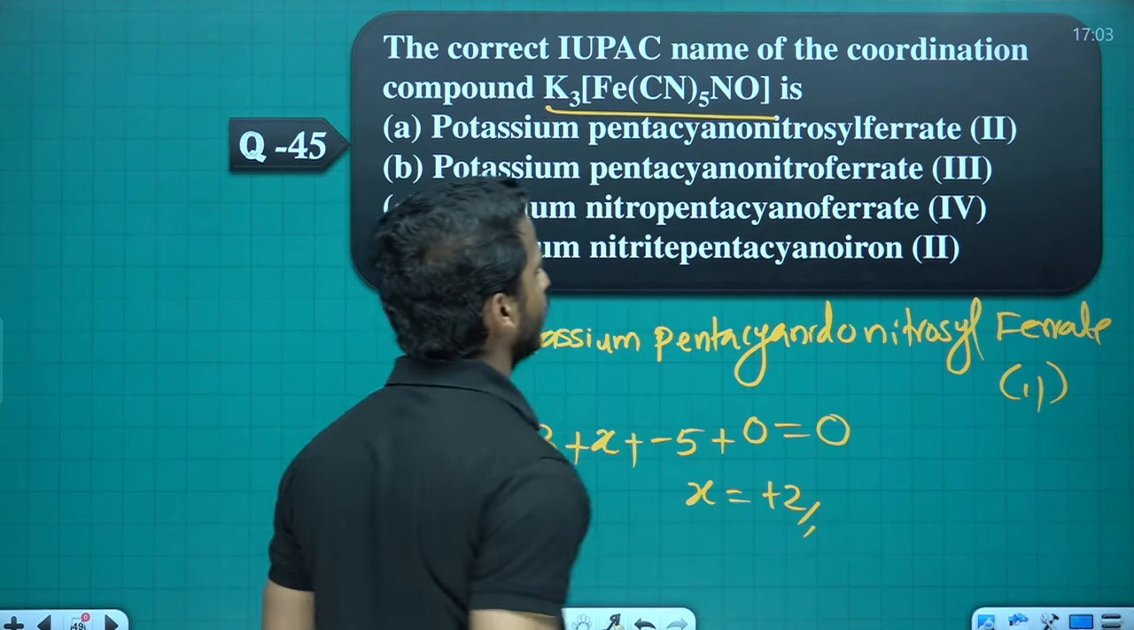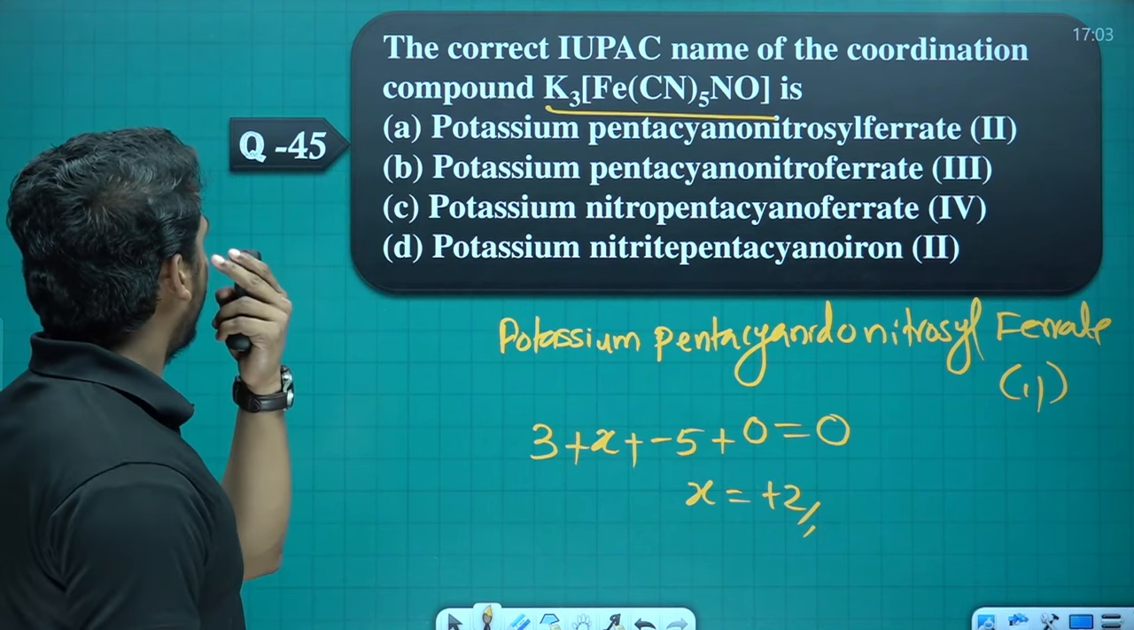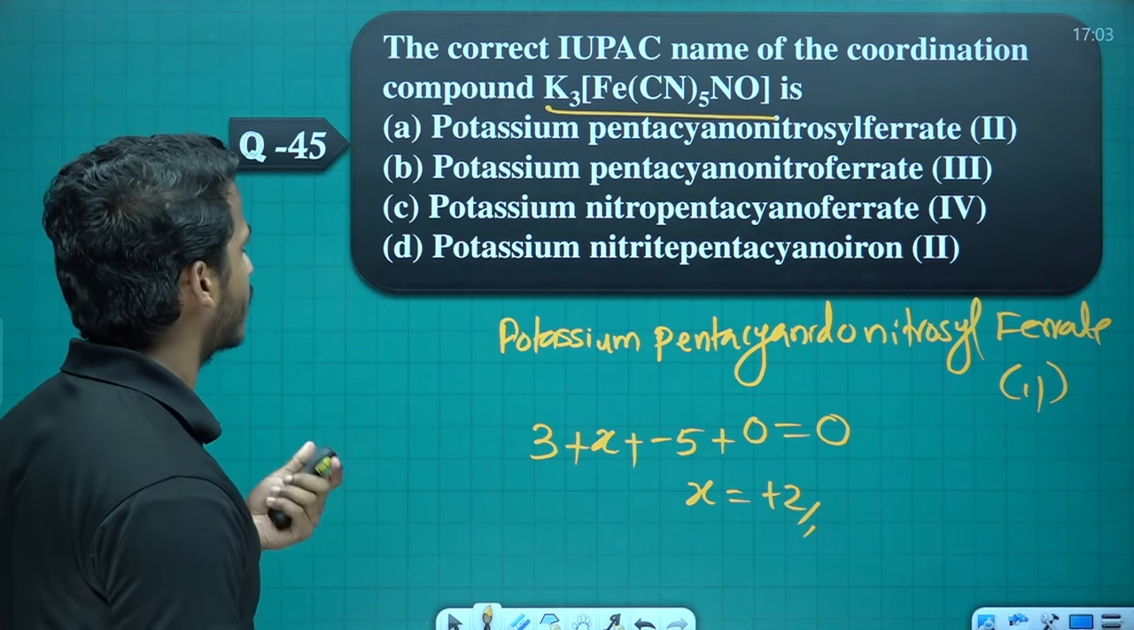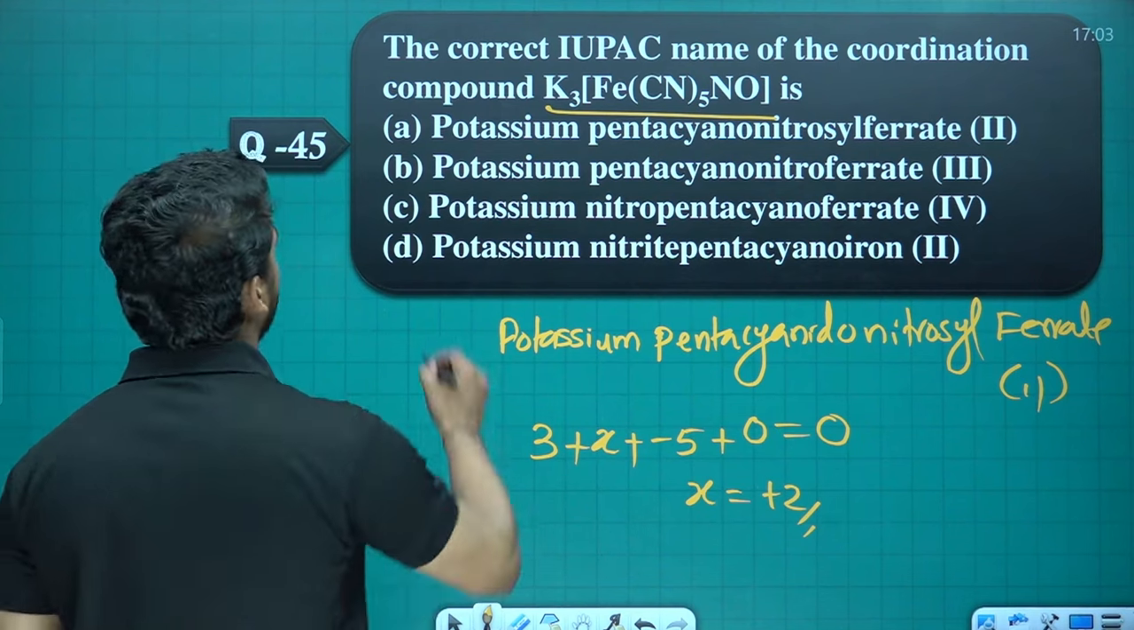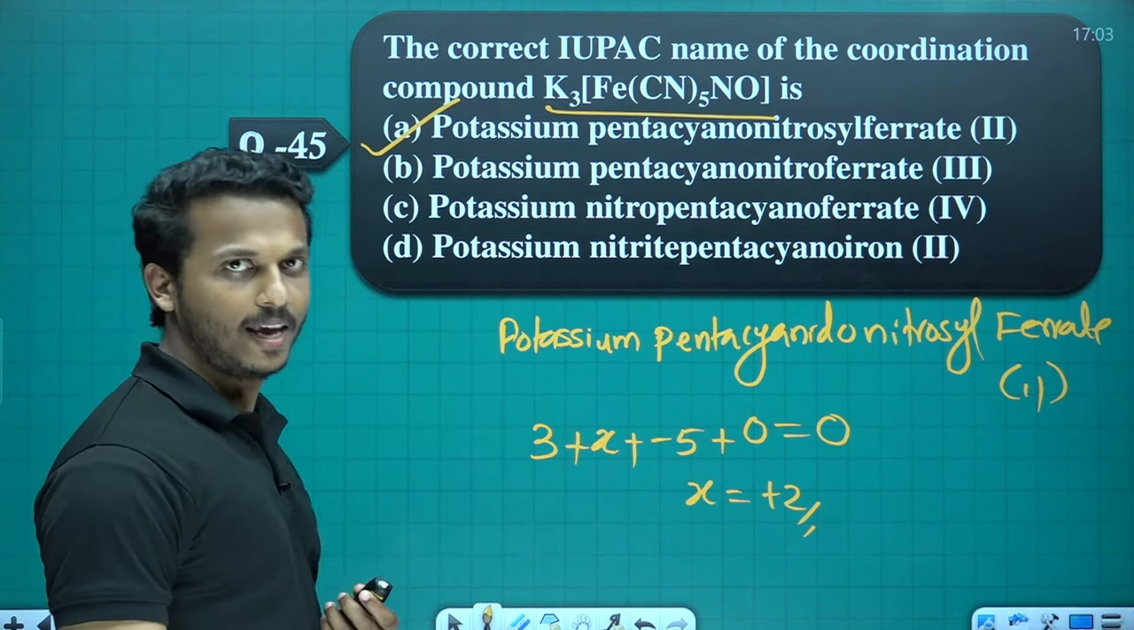So where is this complex, my dear? Check it all. Potassium pentacyanido nitrosyl ferrate(II). Yes, let's go with option A.